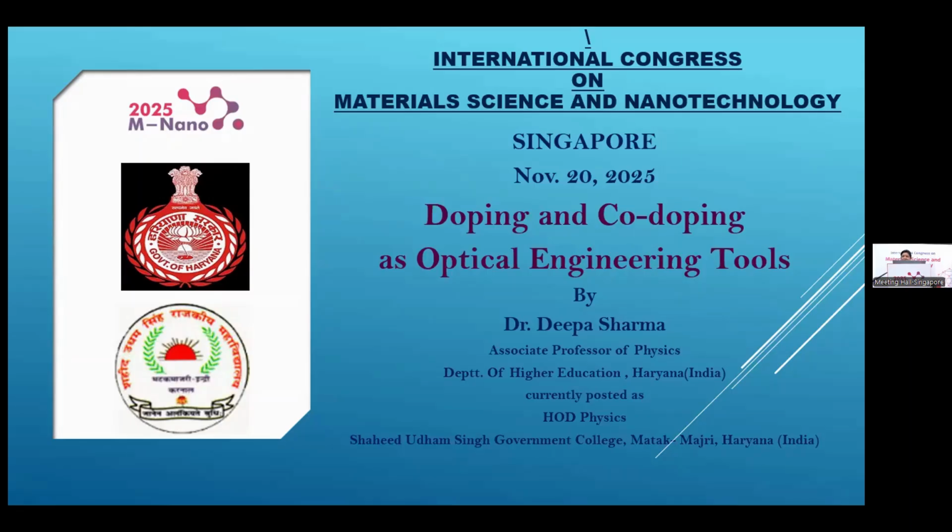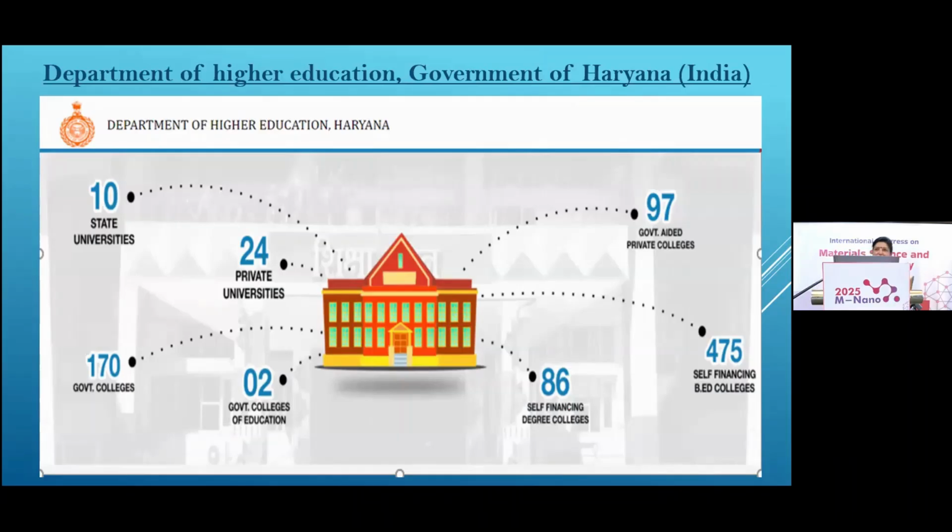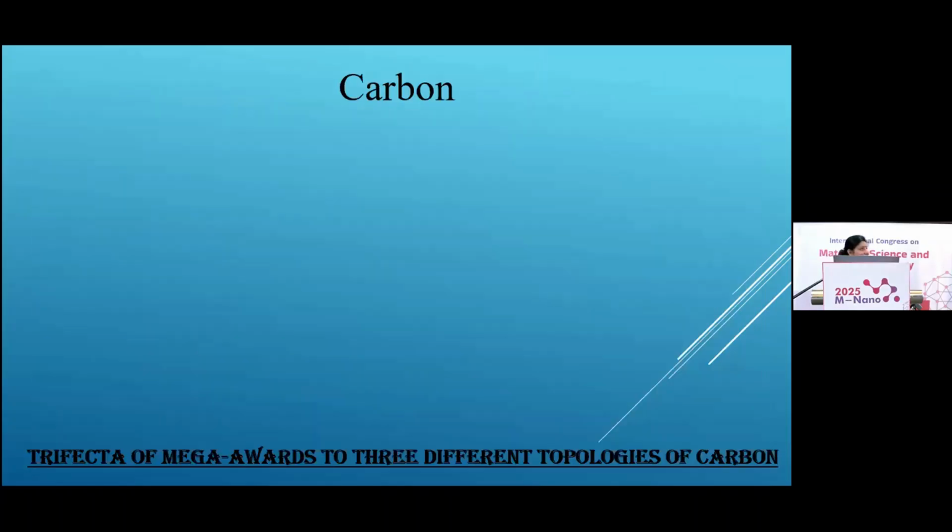First of all, I was trying to consider graphene. So this is my affiliation. I belong to the Department of Higher Education, Government of Haryana in India. Department of Higher Education is basically an umbrella of all these institutions, and we can be transferred anywhere in any of the institutions. So we can be affiliated to many institutions.